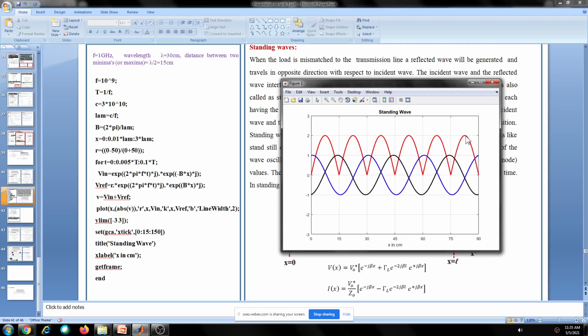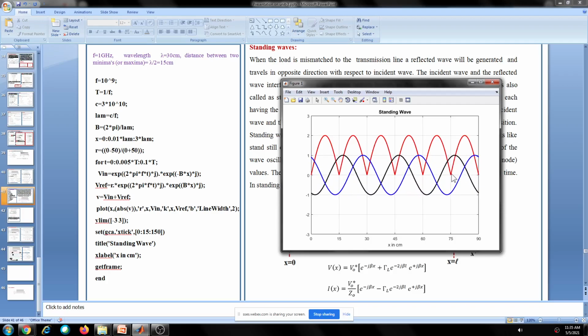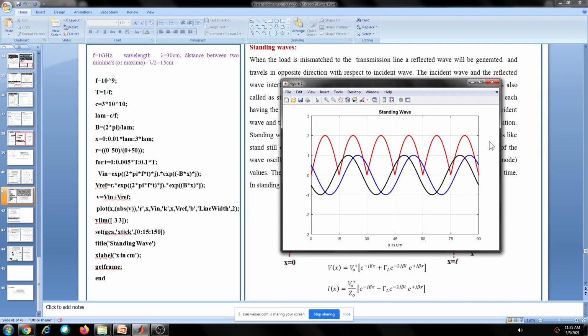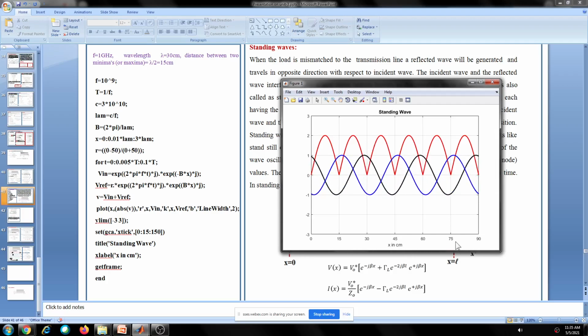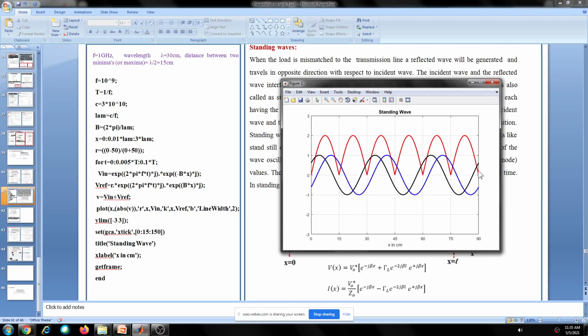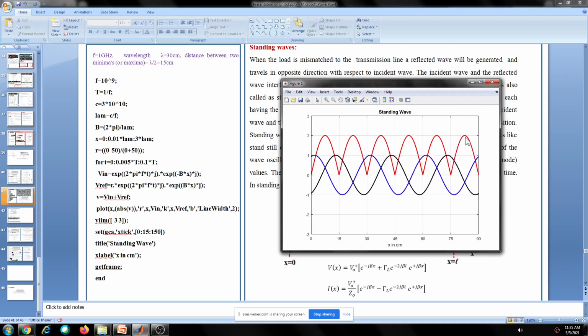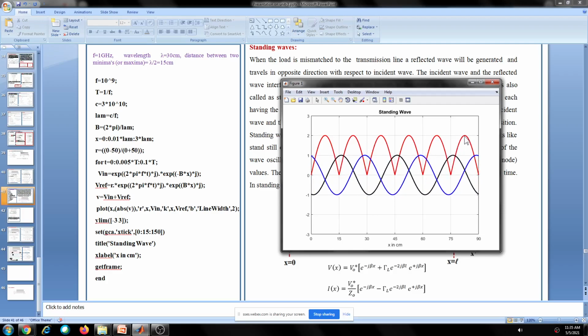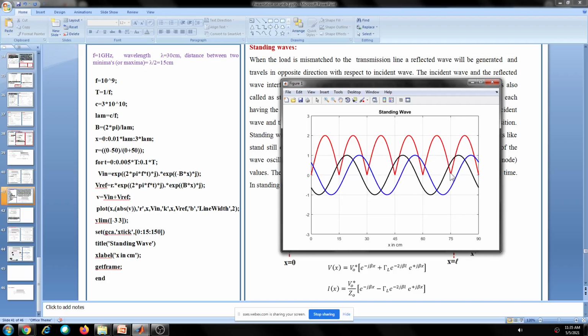This is a maximum position and this is a minimum position. Okay, minimum voltage is there. This is the voltage axis. This is the length of the line, the transmission line length. And the voltage is the addition of these two. It is like this. They are added together here, and this is a minima here.